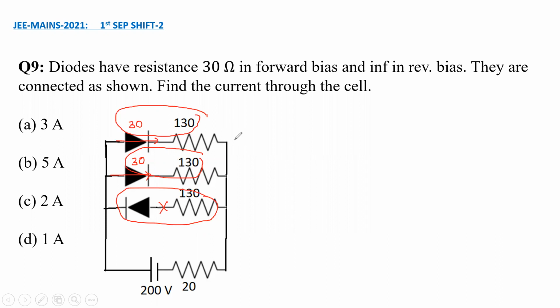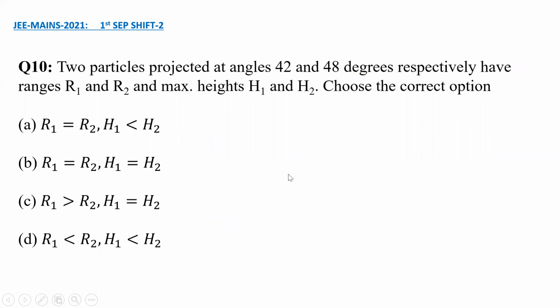And therefore, the effective of these two will be 80 ohms. And this is already 20 ohms. So the total resistance is 100 ohms and voltage is 200 volts. And therefore, current will be 2 amperes. So the current through the cell will be 2 amperes. I hope you are clear with this. Now, let's move on to the next question.